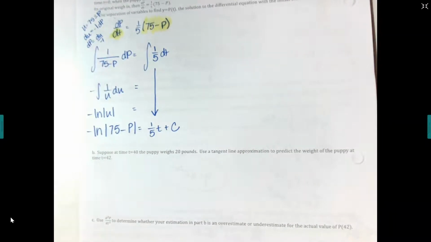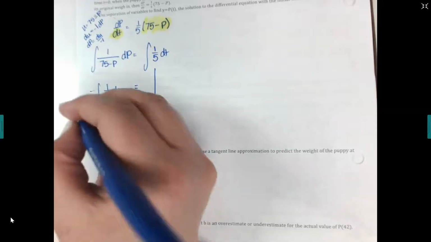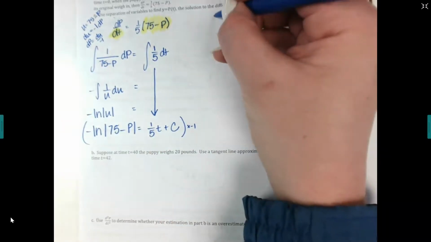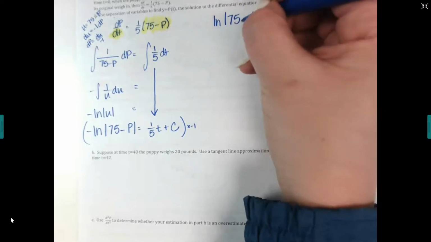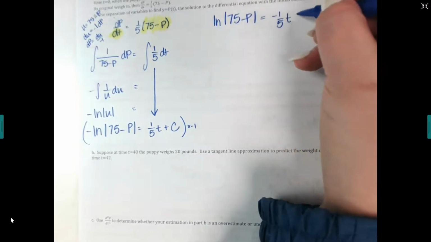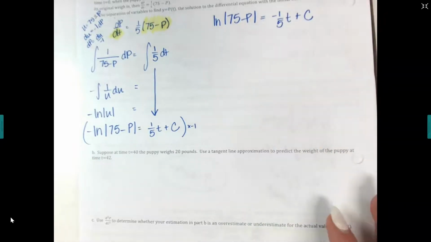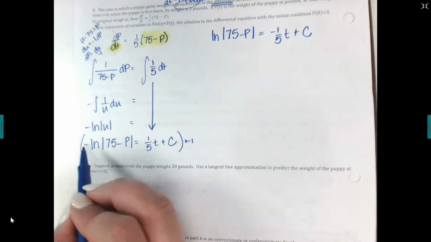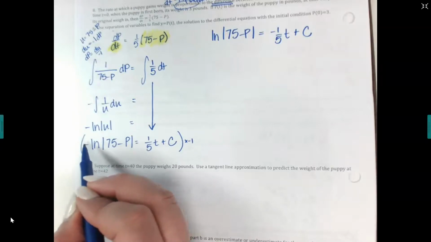From here, can I, yes or no, e both sides? I can't do it with the negative. So how do I get rid of the negative? Just multiply everything by negative 1. So now my ln is positive ln of 75 minus p, and then my 1/5 is negative. Do I change the sign on my c? No, just leave it. You don't change it with the 75 minus p because it's absolute, because it's inside an ln, so I'm multiplying it on this front term here.